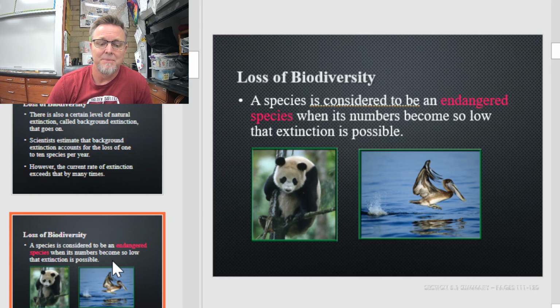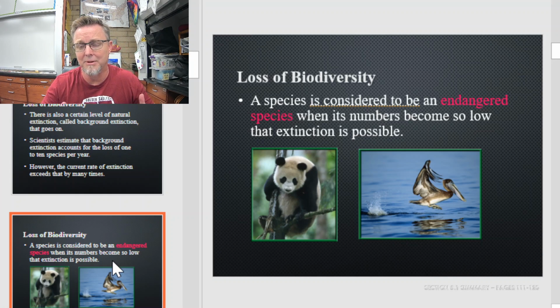A species can be considered endangered but not extinct when its numbers become so low that extinction is possible. Now, keep in mind, there's no set number that I can place here. I can't tell you that, well, as soon as a population gets to 500, they're automatically on the endangered species list. You have to take into consideration how quickly they can reproduce and how many offspring they have each time they reproduce. Something like a giant panda reproduces very slowly, so it's going to be put on the endangered species list way sooner than something like the brown pelican.